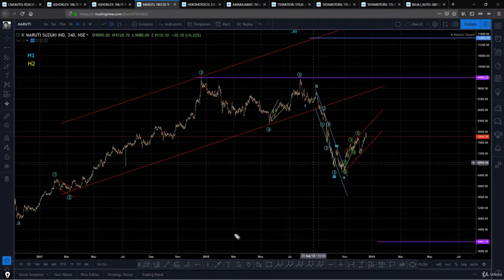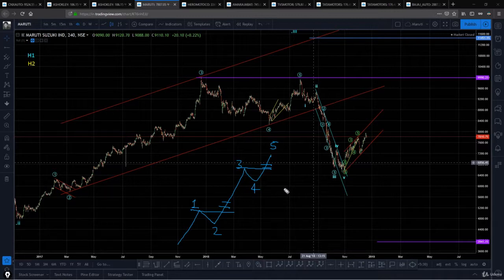In general, we want the market to go like this. This is 1, this is 2, this is 3, this is 4, and this will be 5. So wave 3 is taking out the high of wave 1, and wave 5 is taking out the high of wave 3. So this is the normal impulsive behavior, right?